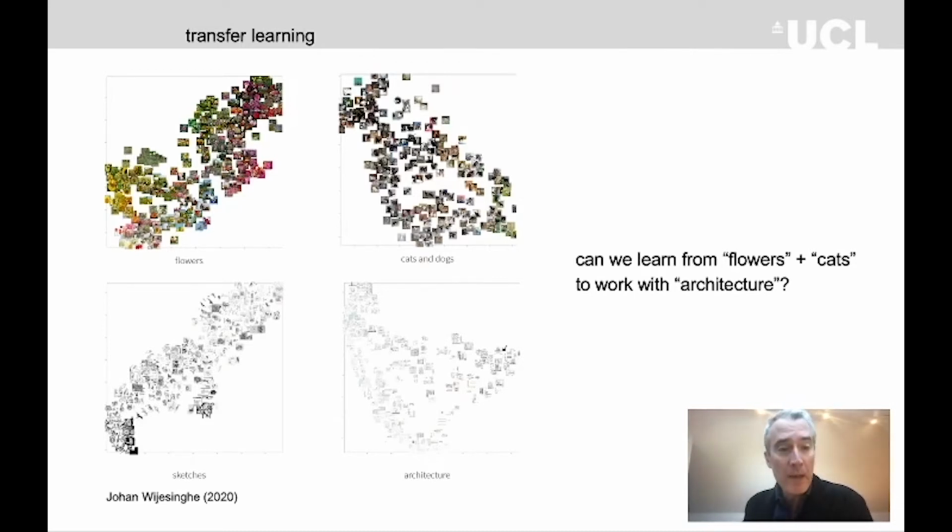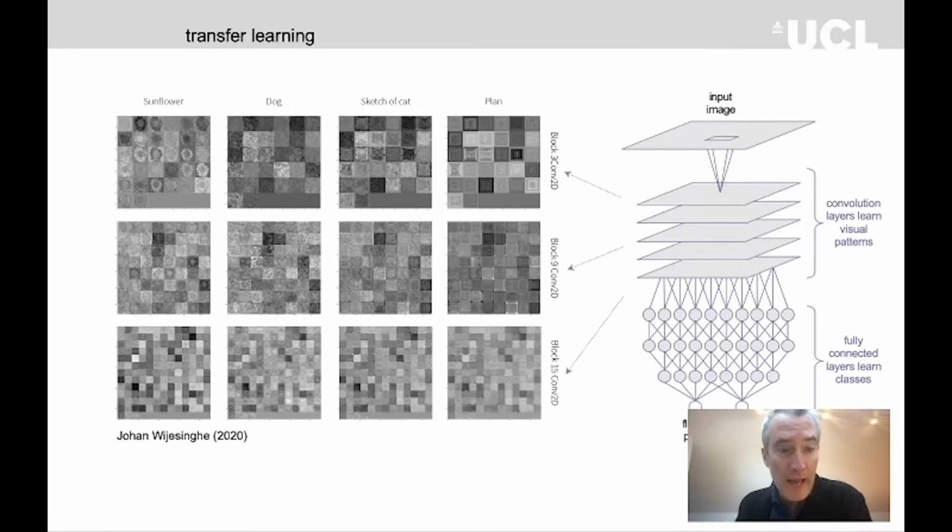Can we learn enough about flowers or enough about architectural drawings from flowers and cats and dogs and all these images that are really quite plentiful, freely available on the internet? Can we learn enough from those about what makes an image that we can then use that information later in a completely different setting, in architectural drawing, for instance? And it turns out we can.